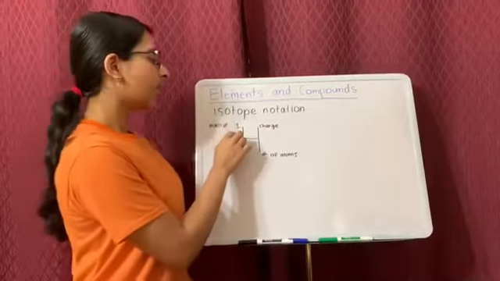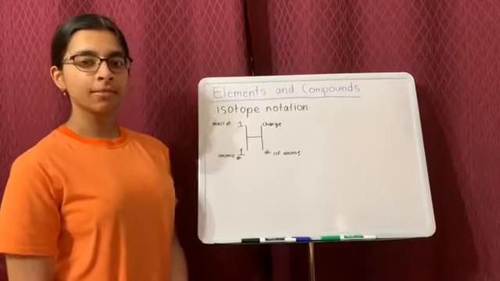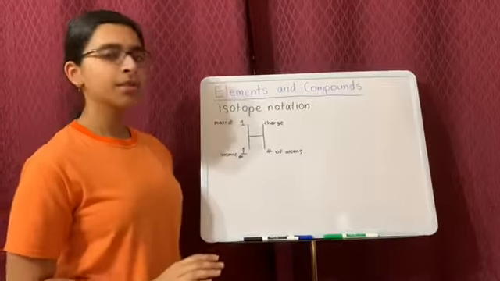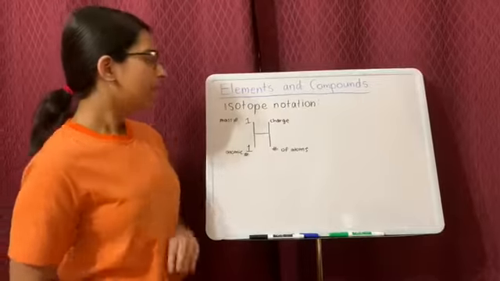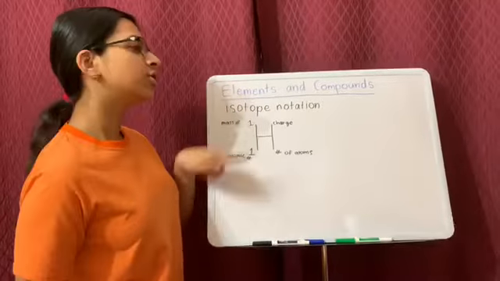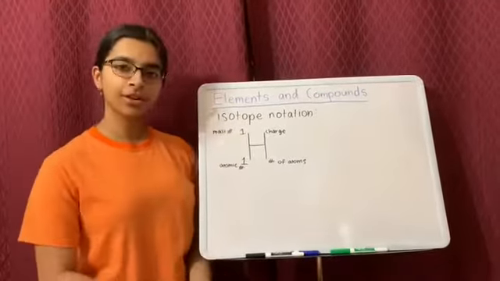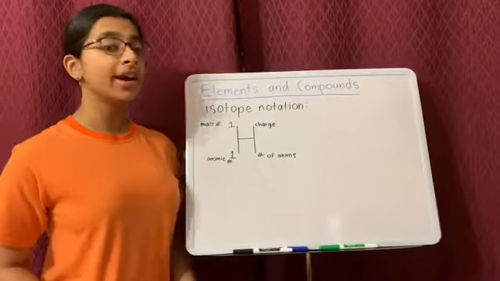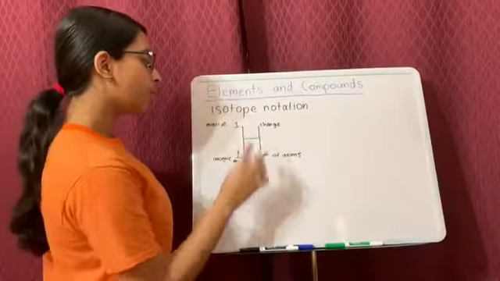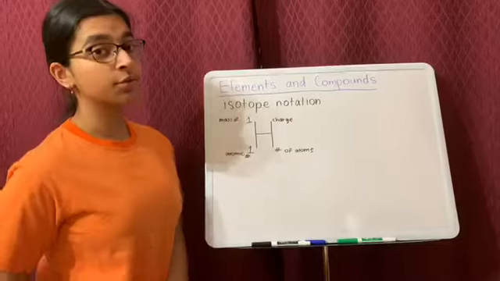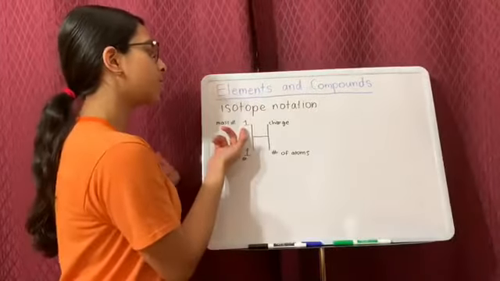And up here, you're going to have the mass number, and that's the number of protons plus the number of neutrons. In this particular hydrogen isotope, this is your regular hydrogen. That's going to be the most common isotope, and that's going to have only 1 proton and 0 neutrons. So 1 plus 0 is still going to be 1 up here.